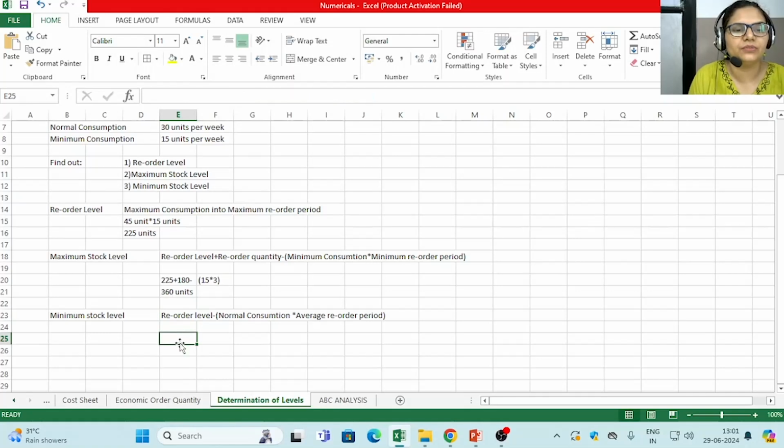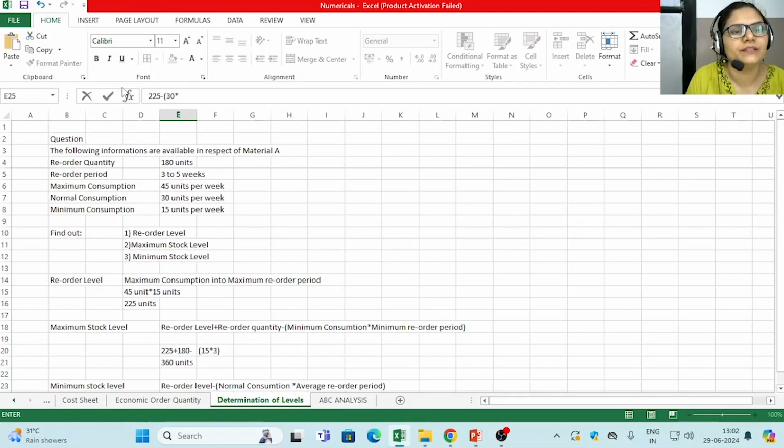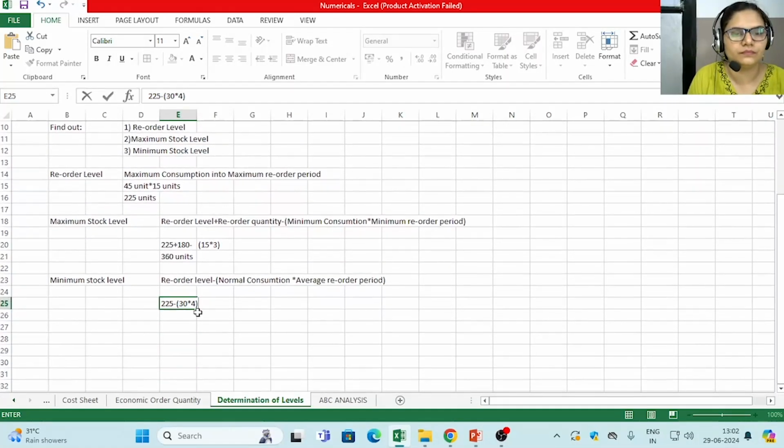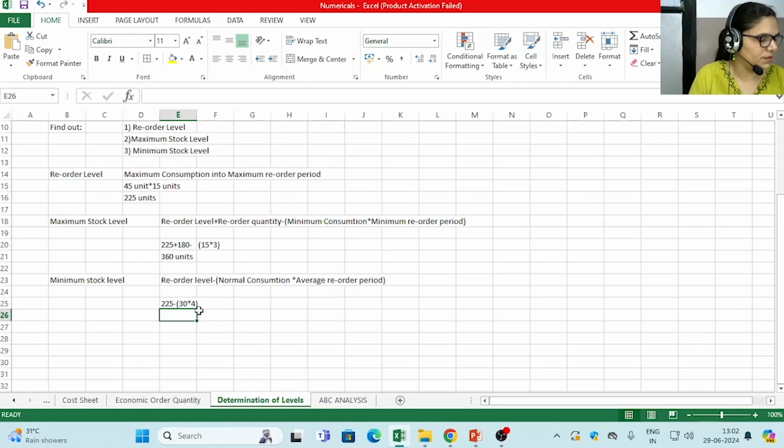We will input the values in the given formula. Reorder level, we have already calculated, 225, minus normal consumption given in the question is 30 units, multiplied by average reorder period. Average reorder period is minimum reorder period plus maximum reorder period divided by 2. That is 3 plus 5 divided by 2, which gives 4. Which comes to 105 units.